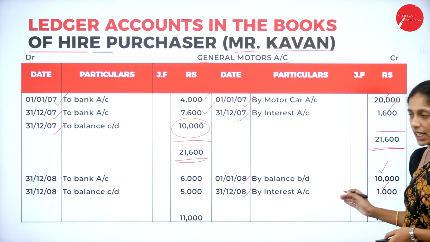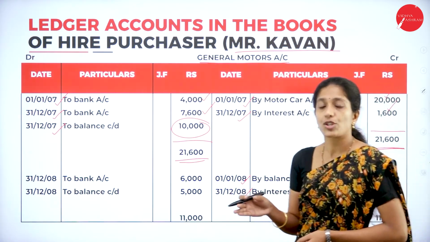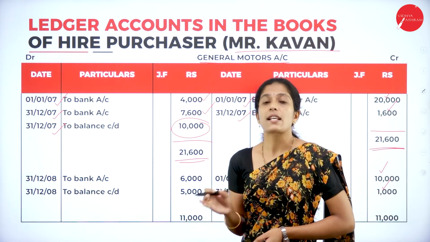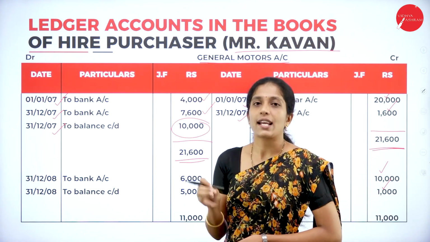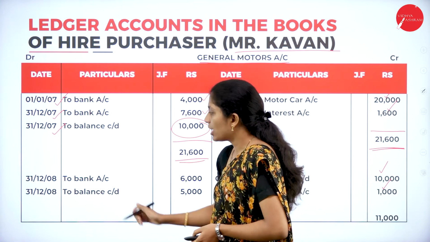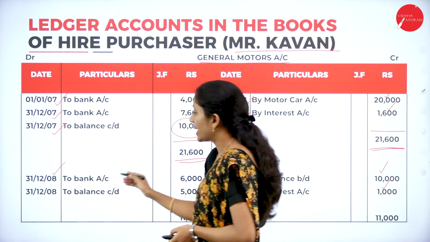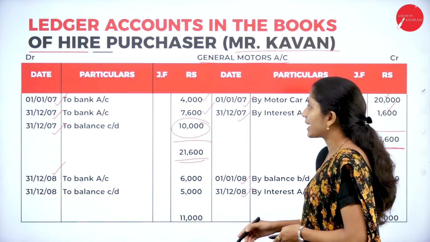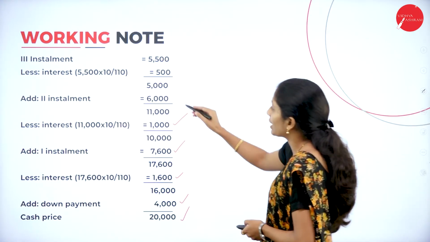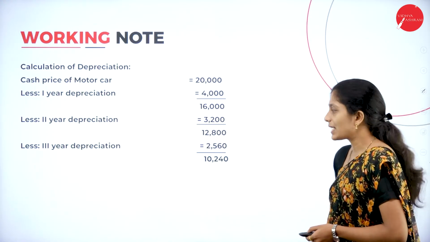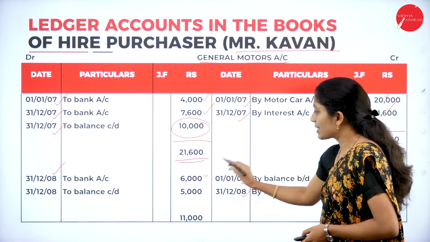So after interest due, the next entry is for installment paid. So what is the entry? Hire seller account debit to bank account. So that is on 31/12/08 to bank account. So what is the second installment? They have given it in the question itself. The second installment is 6,000. So write this 6,000.